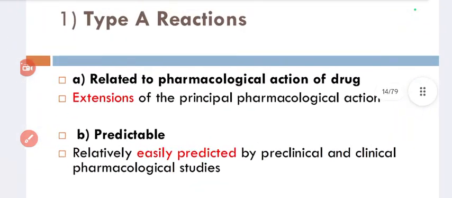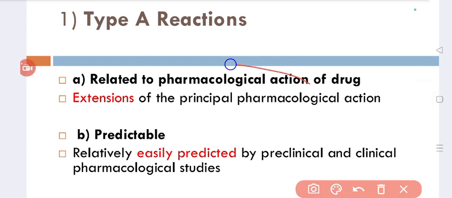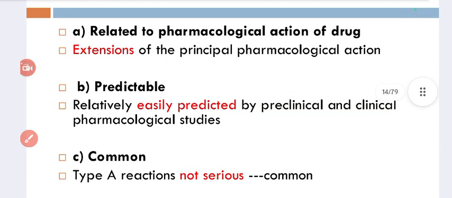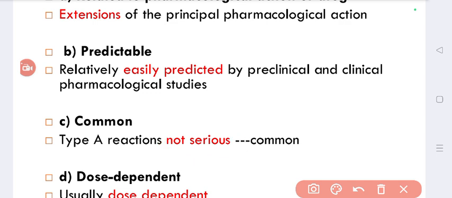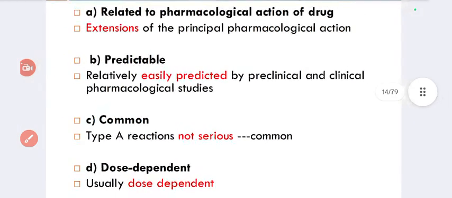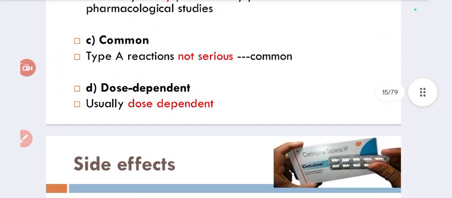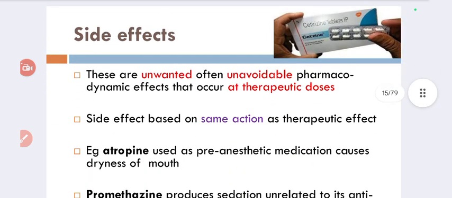Type A reactions are related to the pharmacological action of a drug, the extension of the principal pharmacological action. They are highly predictable by preclinical and clinical pharmacological studies. We can easily predict them. They are very common, and that's why they are not serious, and they are usually dose dependent. That's why we have to reduce the dose of a drug.